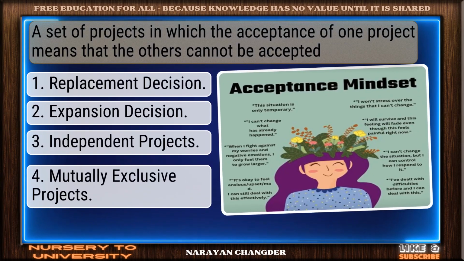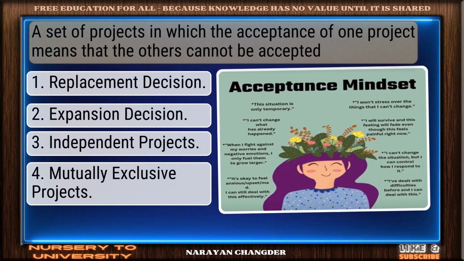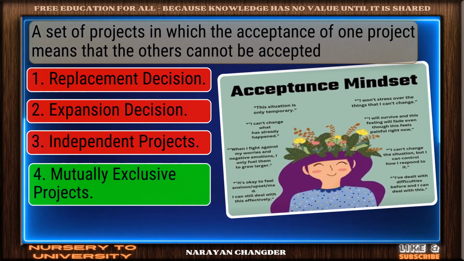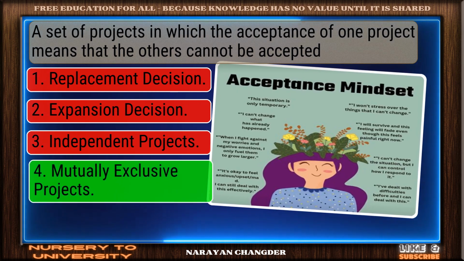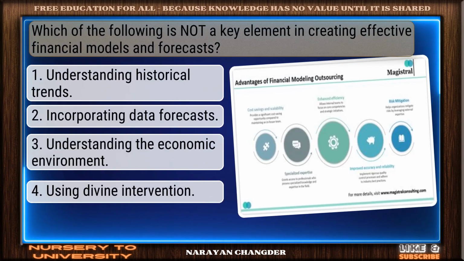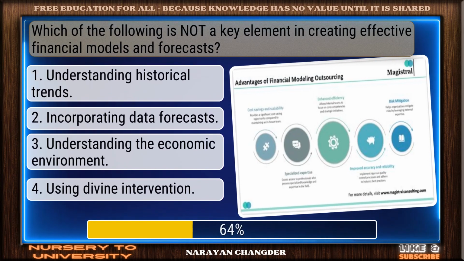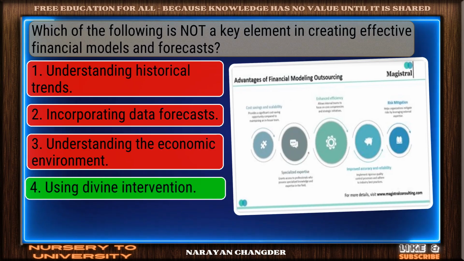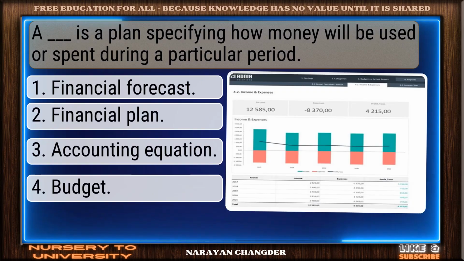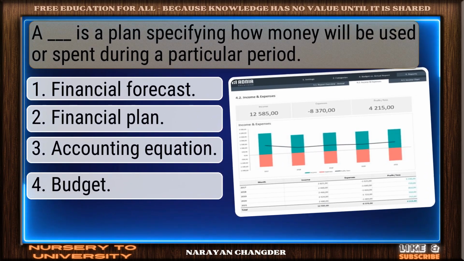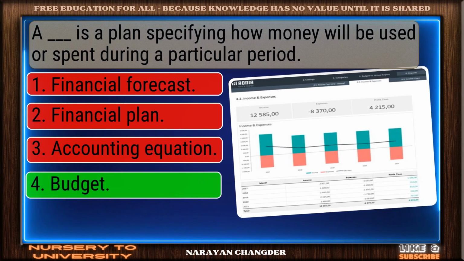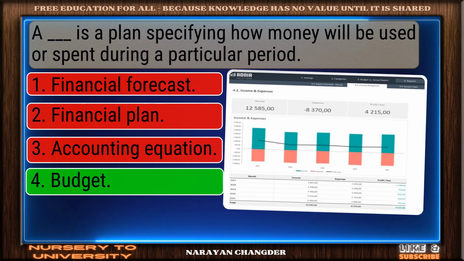A set of projects in which the acceptance of one project means that the others cannot be accepted. Well done. Mutually exclusive projects is the right choice. Which of the following is not a key element in creating effective financial models and forecasts? Well reasoned. Using divine intervention is the correct choice. A dash is a plan specifying how money will be used or spent during a particular period. Sharp thinking. Budget is the right choice.